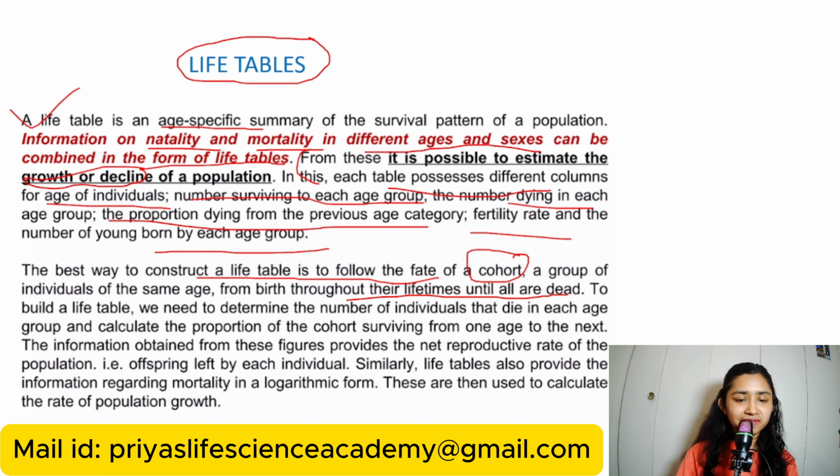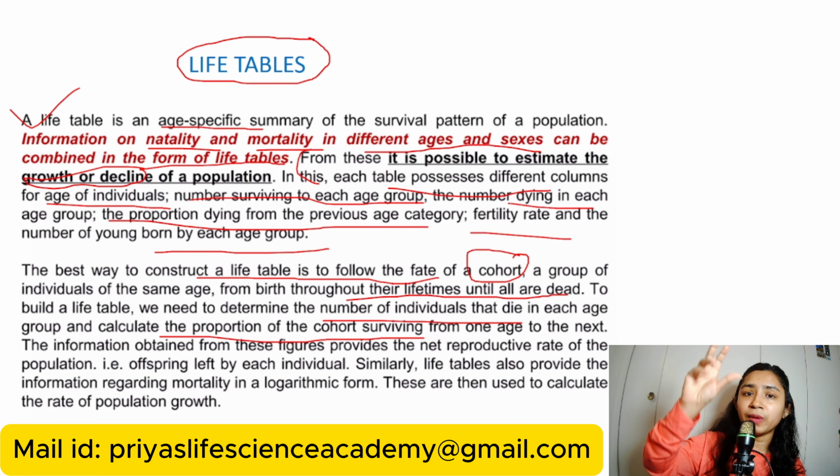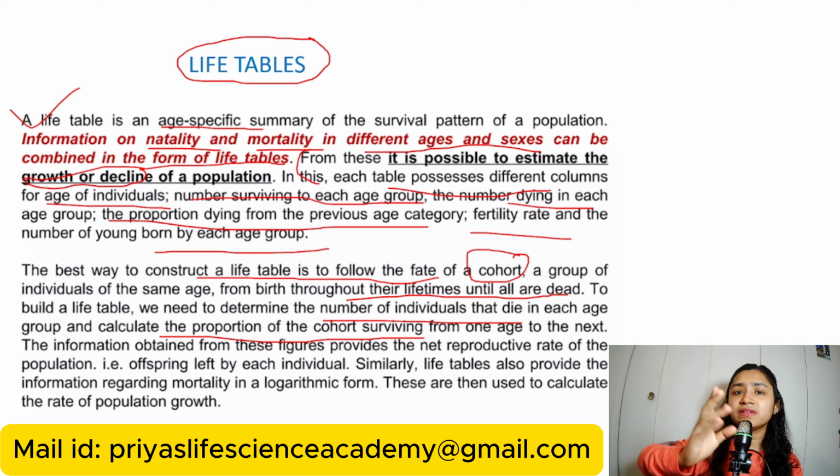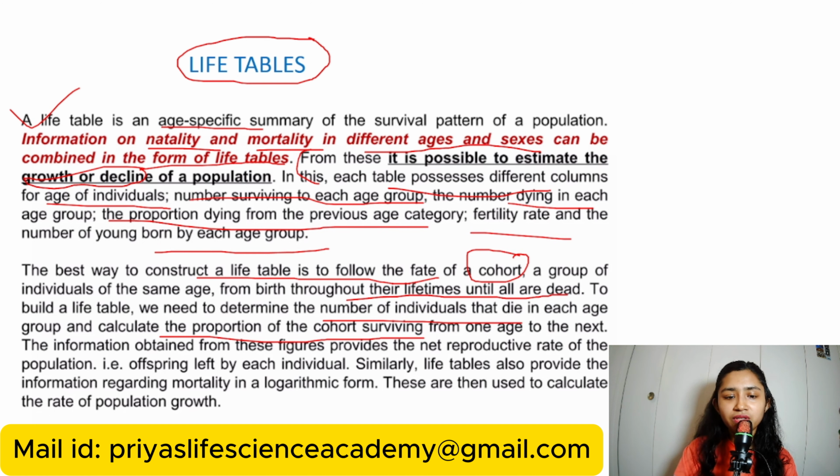To build a life table, we need to determine the number of individuals that die in each age group and calculate the proportion of the cohort surviving from one age to the next. Like, suppose in the previous age group 24 individuals are there, and in the next age group there are only 14 individuals, so 10 individuals died. So this type of information you can get.